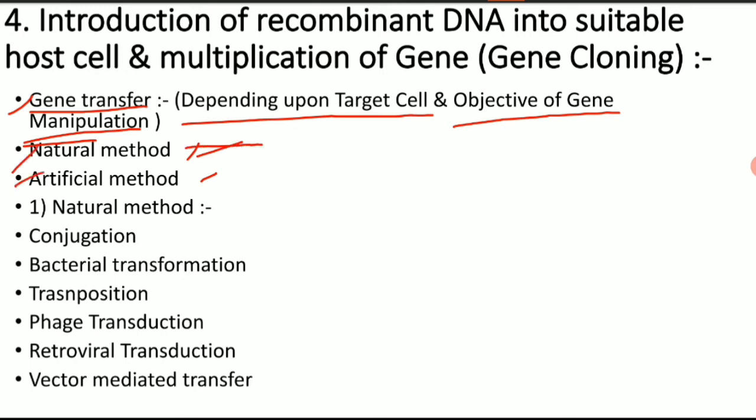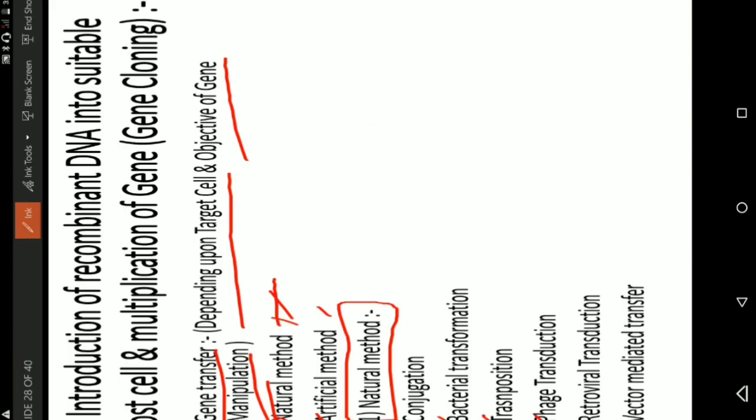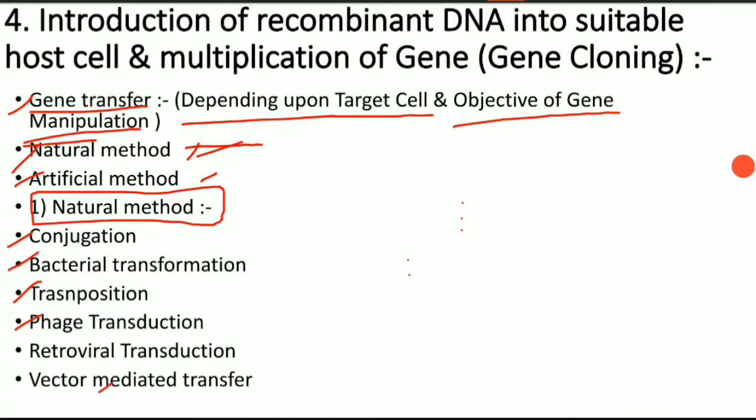In the natural method there are a number of techniques: conjugation, bacterial transformation, transposition, phage transduction, retroviral transduction, and vector mediated transfer. So this is the list of techniques. First we see the list, and then we discuss them one by one.